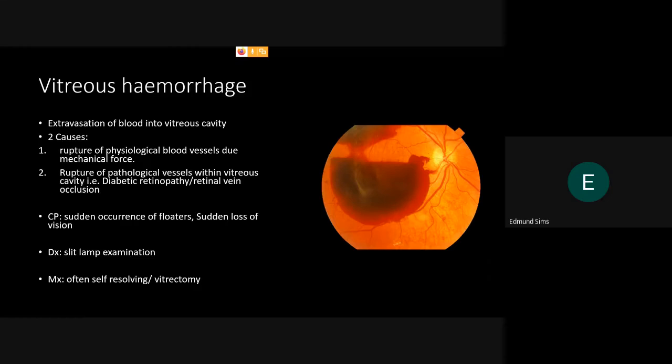Retinal vein occlusion, obviously there's ischemic injury going on there, and you can get neovascularization occurring as well due to VEGF. So clinical presentation, you can either get a floater, so in small vitreous hemorrhages, not all of them, the vision is occluded, so you just sort of get this floating blob. Whereas in big vitreous hemorrhages, you tend to get a complete sudden loss of vision.